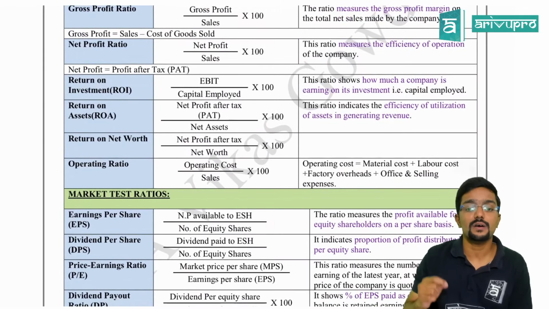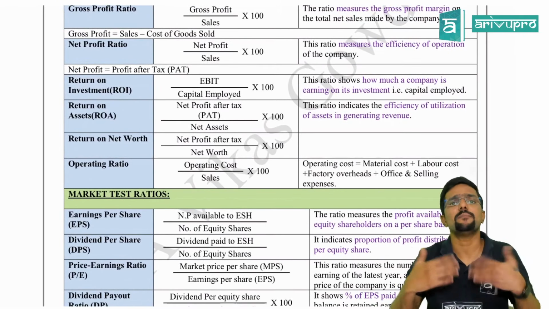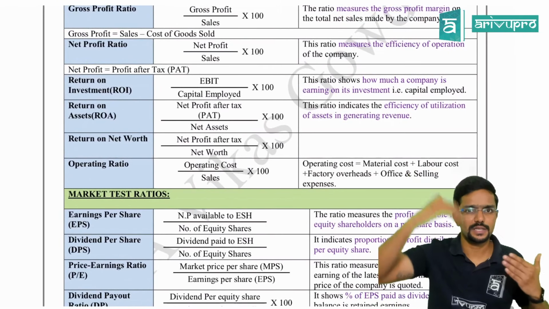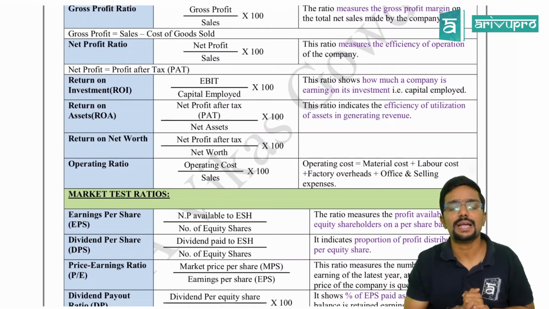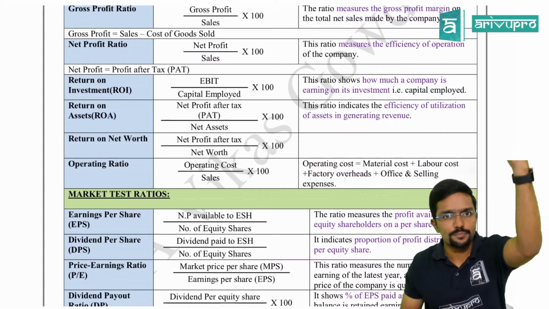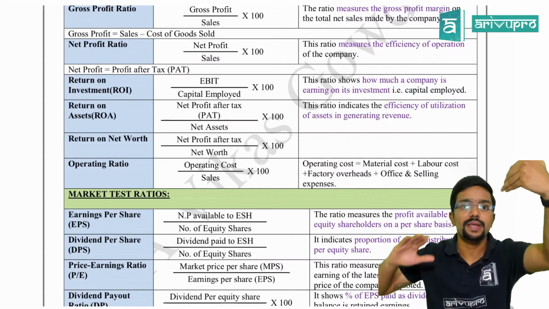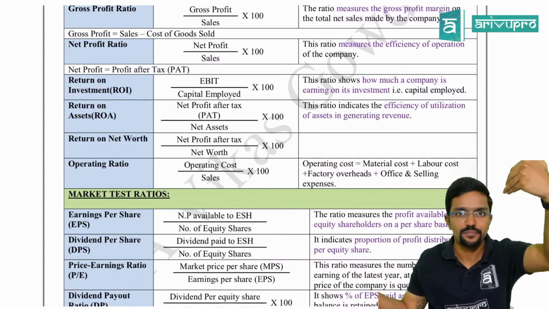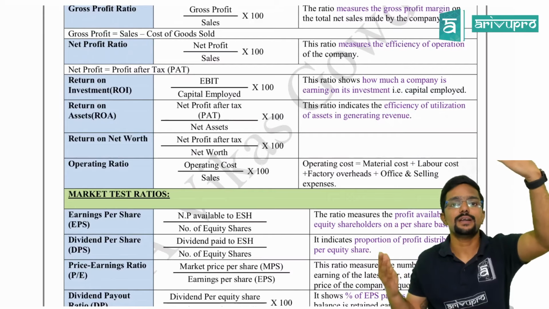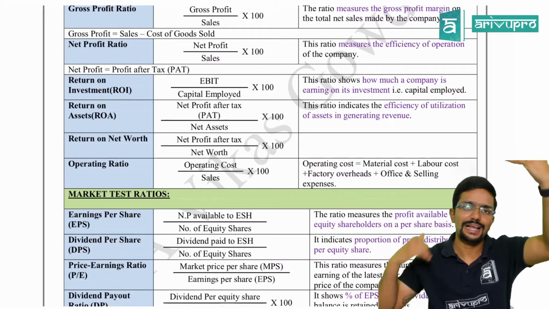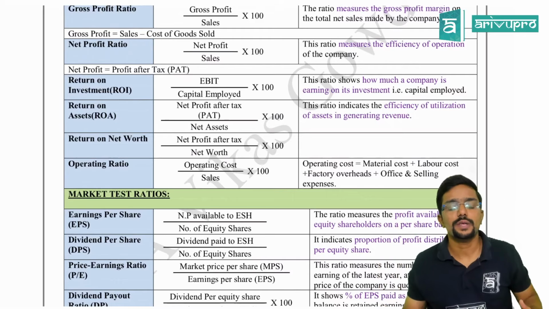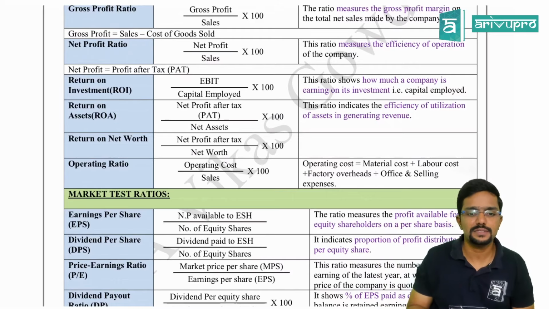Then coming to return on investment. What is my investment? Capital. Capital includes all the things, that is long-term funds. So compare your EBIT divided by capital employed. EBIT is the profit which I have earned before paying the providers of funds. So what are the providers of funds? Total capital, which includes both debt as well as equity. So EBIT divided by capital employed will give us return on investment.